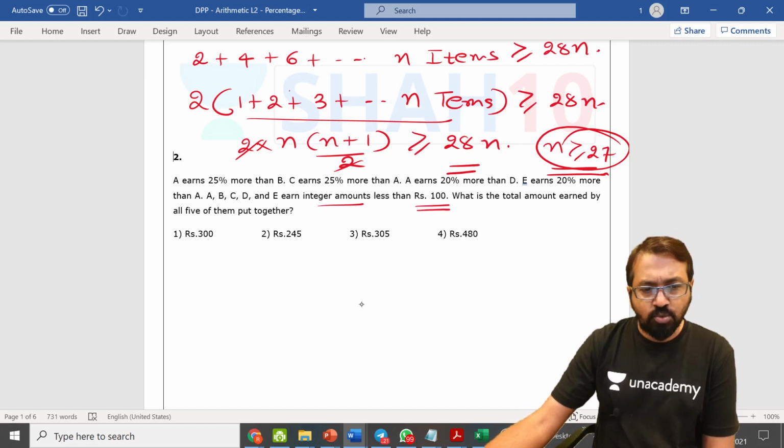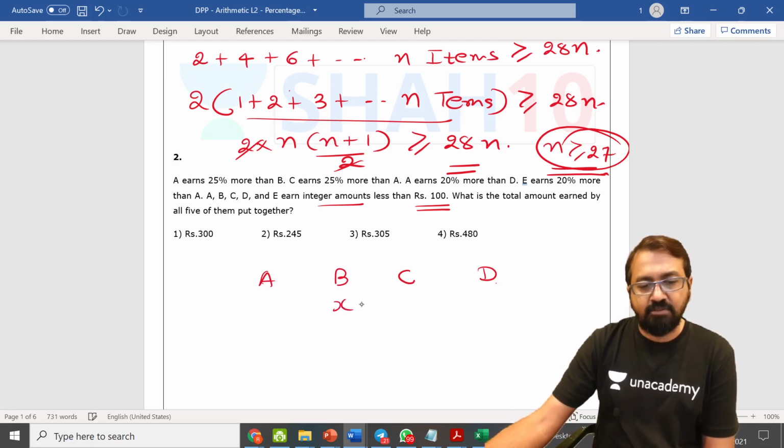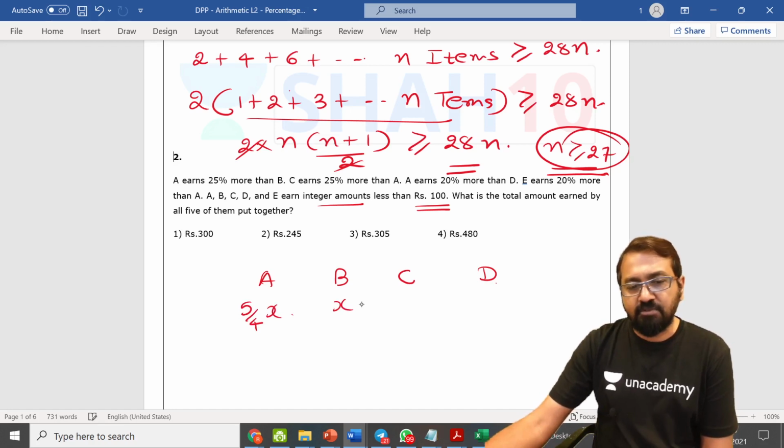So in such a question, what you can do is start with one of the persons, and assume a certain value for that person. So A earns 25% more than B, so you can start with B and take that as x. So A will be 5 by 4x. You can of course start from someone else also.